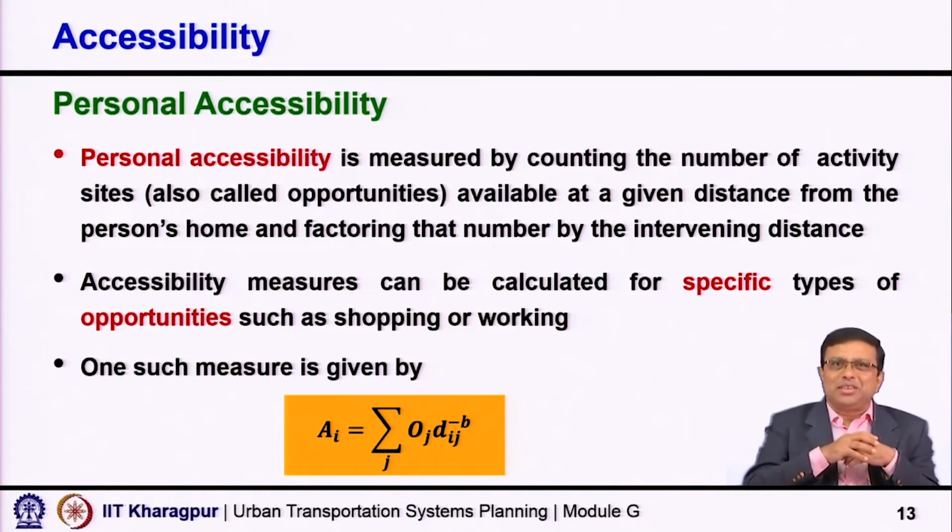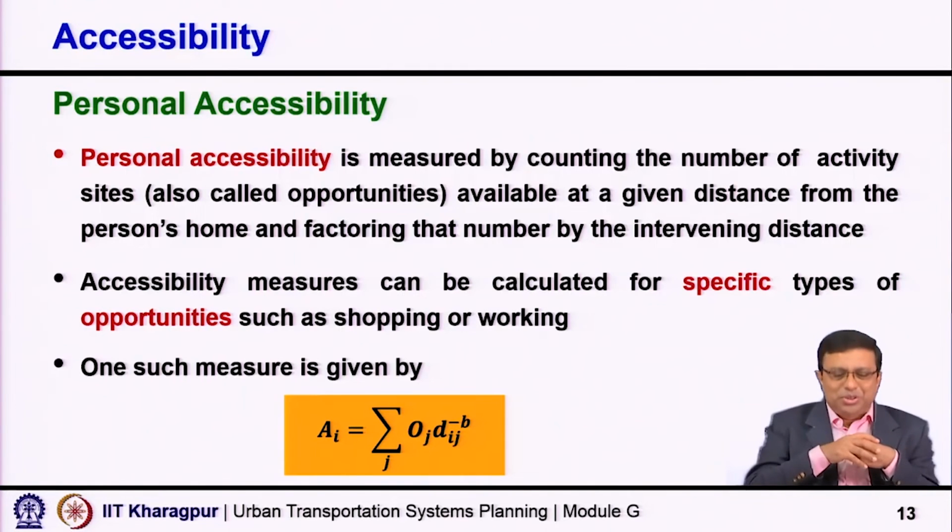So, accessibility measures can be calculated for specific types of opportunities, because the way the shopping will be distributed, the way the employment opportunity will get distributed, the way the education opportunities will get distributed is not going to be the same. So, if you wish, you can also define this accessibility separately with respect to shopping, with respect to working or employment, or with respect to education, with respect to medical facilities. If we wish, we can do that. So, let us see how we can measure it.